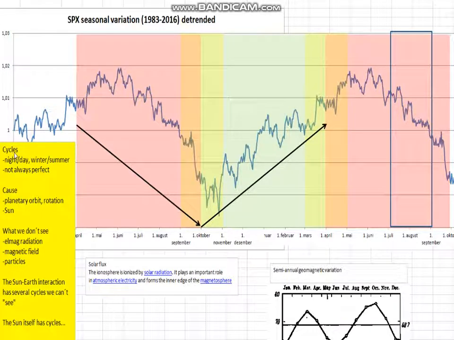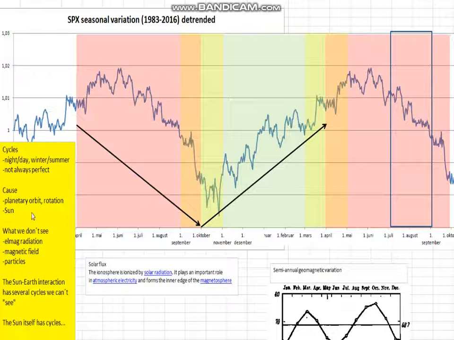Today I'm going to talk about the reason why we have cycles in the stock market. So we know some cycles. We have the daily cycle, night and day, and the seasonal winter-summer cycle. These cycles we know very well, we feel them, but they are not always perfect, like the winter and summer cycle. We can have an early summer starting in the spring, or the winter can stretch out into May, at least here in Norway.